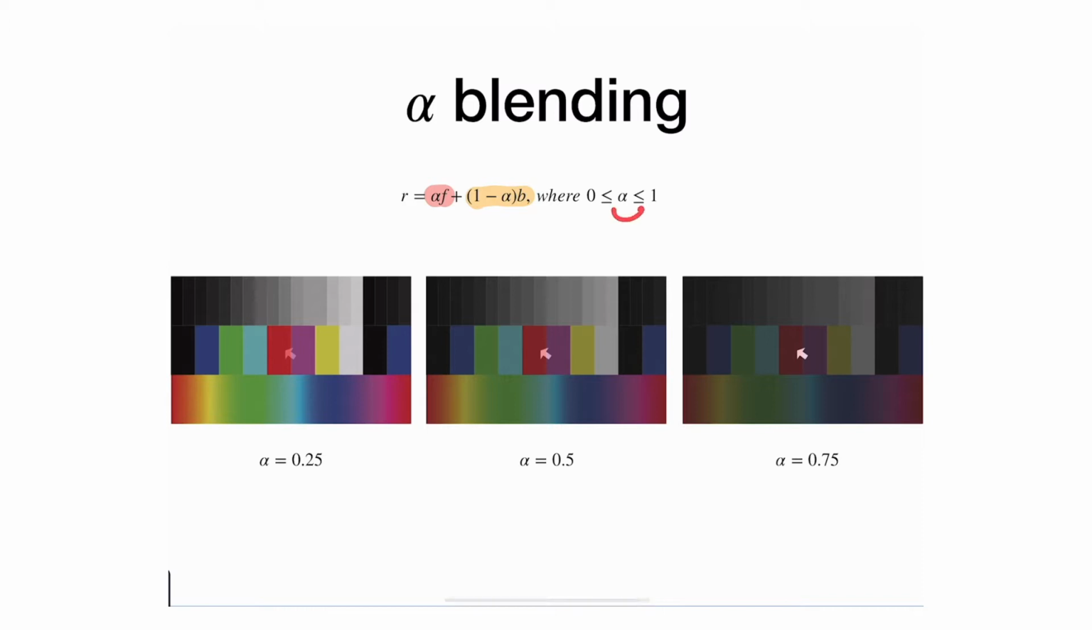Alpha can be interpreted as the opacity of the foreground. The higher the alpha, the more opaque the foreground, which is basically less transparent. If you take alpha all the way to 1, you'll only get the mouse pointer because it's completely opaque, not transparent. And this is what alpha blending is.